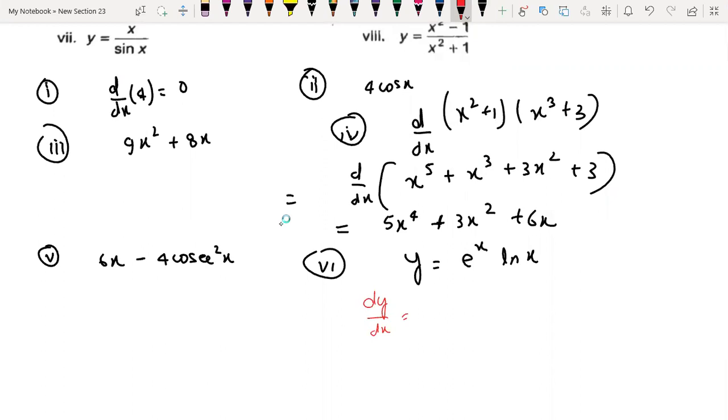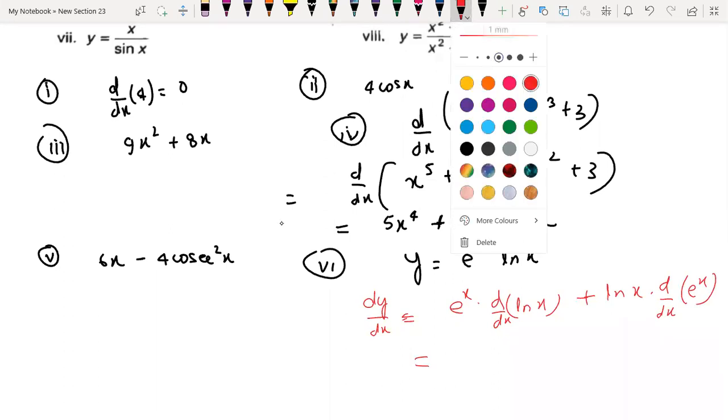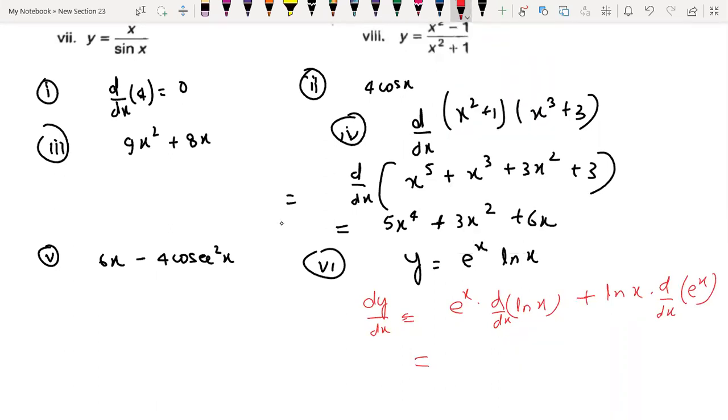So can't we do it like d by dx of e raised to the power x multiplied by d by dx of ln x? No, beta. We studied the formula. When there is a product and you have to differentiate the product, it will be first function into differentiation of second plus second function into differentiation of first. d by dx of f into g, if there is a product and the product has to be differentiated, it will be first function into differentiation of second plus second function into differentiation of first.